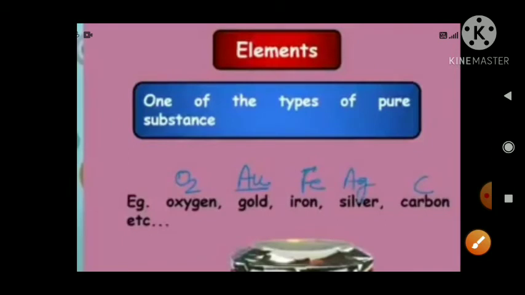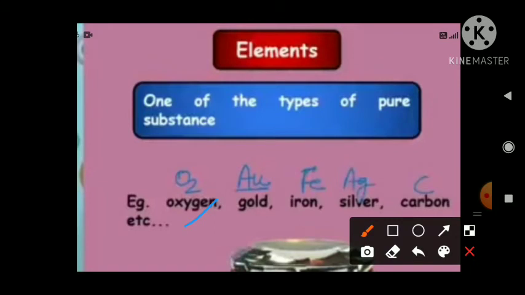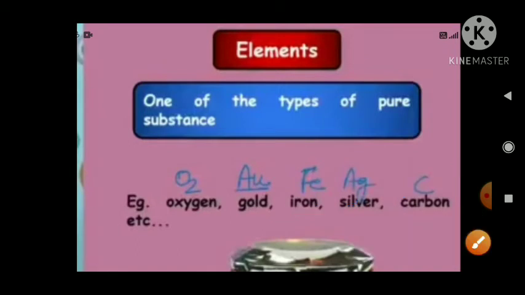Yes, we already learned about elements. Some elements are oxygen, gold, Fe, Ag, carbon, C. These are examples of elements that we already learned in the previous standard, ninth standard. So elements are necessary to go to the topic of metals and non-metals.